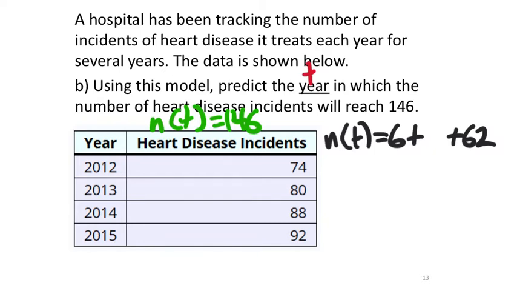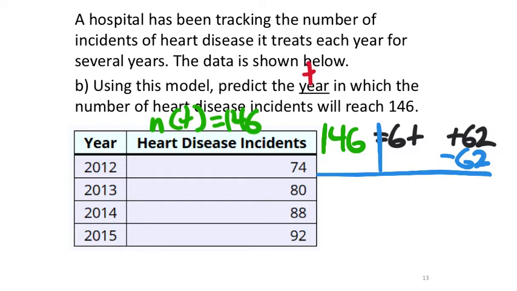So I'm just going to replace N of t, the y value, essentially, with 146. And then I'm going to solve it for the t. So this just becomes an equation that we need to solve. Let's go ahead and do that. I would first subtract 62. I just want to isolate those t's. So that'd be 84. So that's going to equal 6t there. And this zeroed out the 62s.